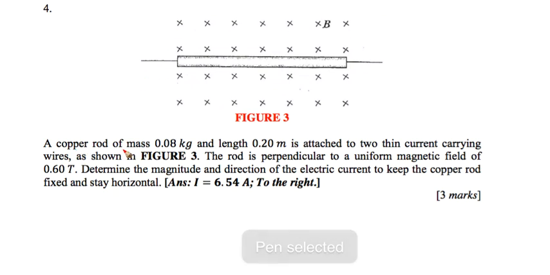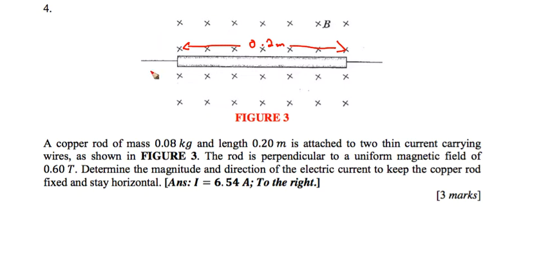For a copper wire, the mass is 0.08 kilogram. So this is the mass of the copper wire, and the length of the wire is 0.2 meter, right? It is carrying a current in the wire, as shown in the figure.